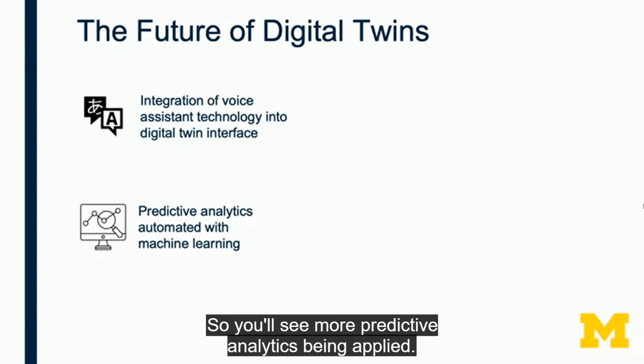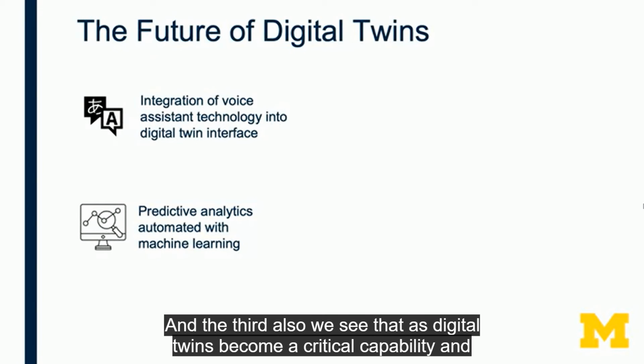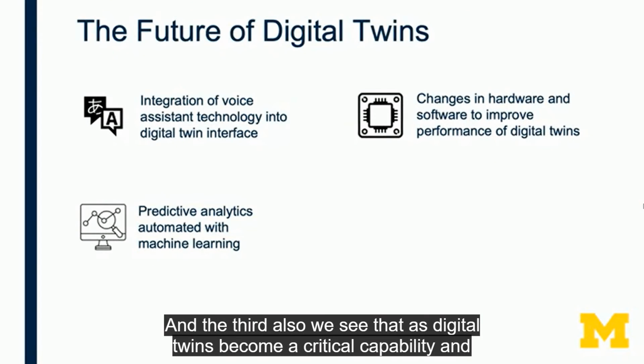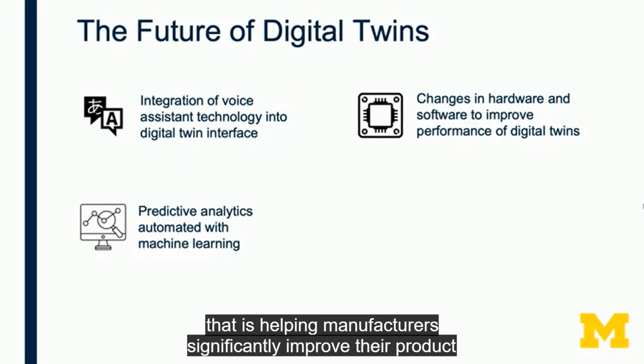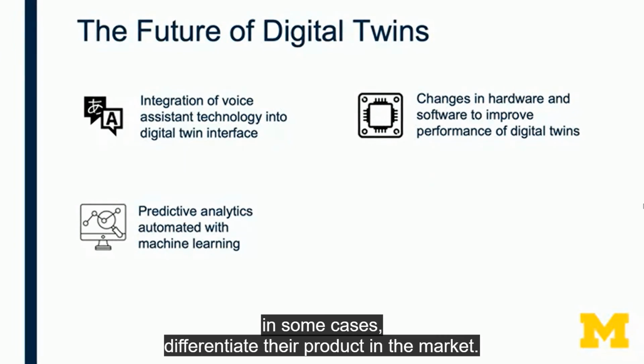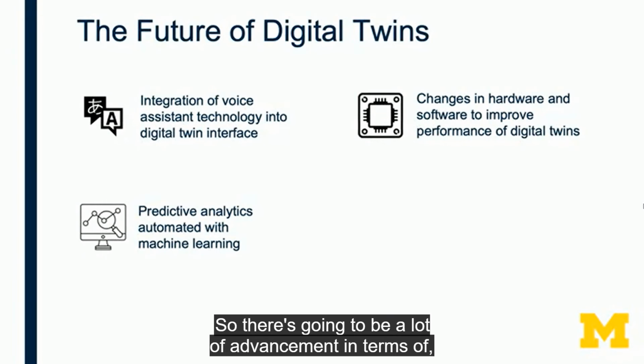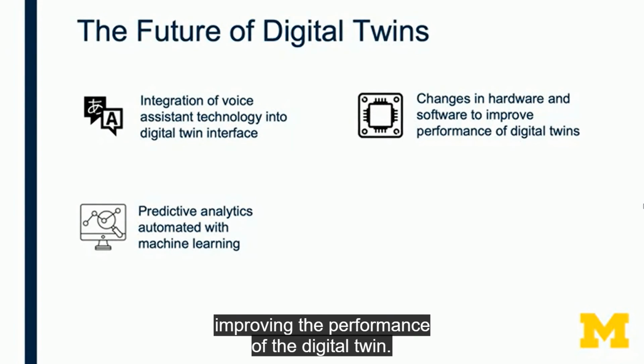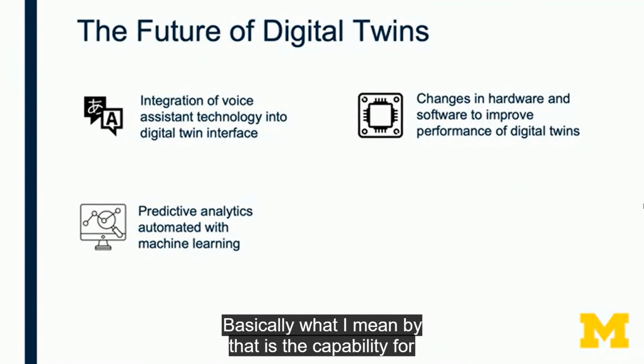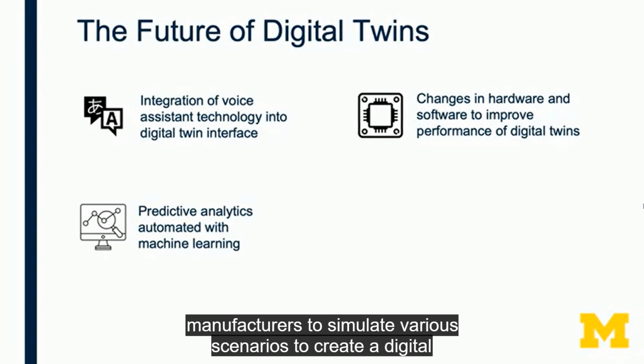And the third, we see that digital twins are becoming a critical capability that is helping manufacturers significantly improve their product, and in some cases differentiate their product in the market. So there's going to be a lot of advancement in improving the performance of the digital twin. Basically what I mean is the capability for manufacturers to simulate various scenarios to create a digital twin of a product or process.